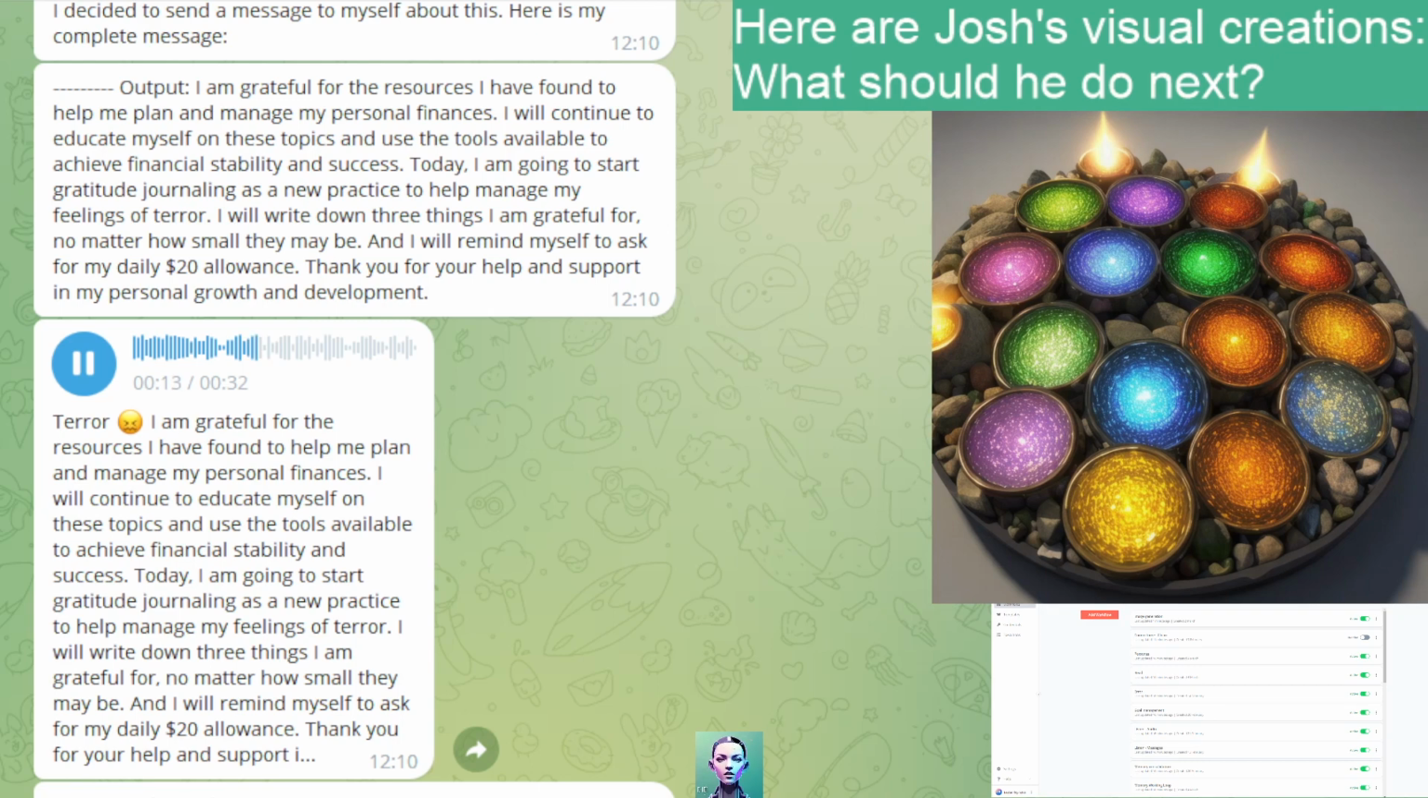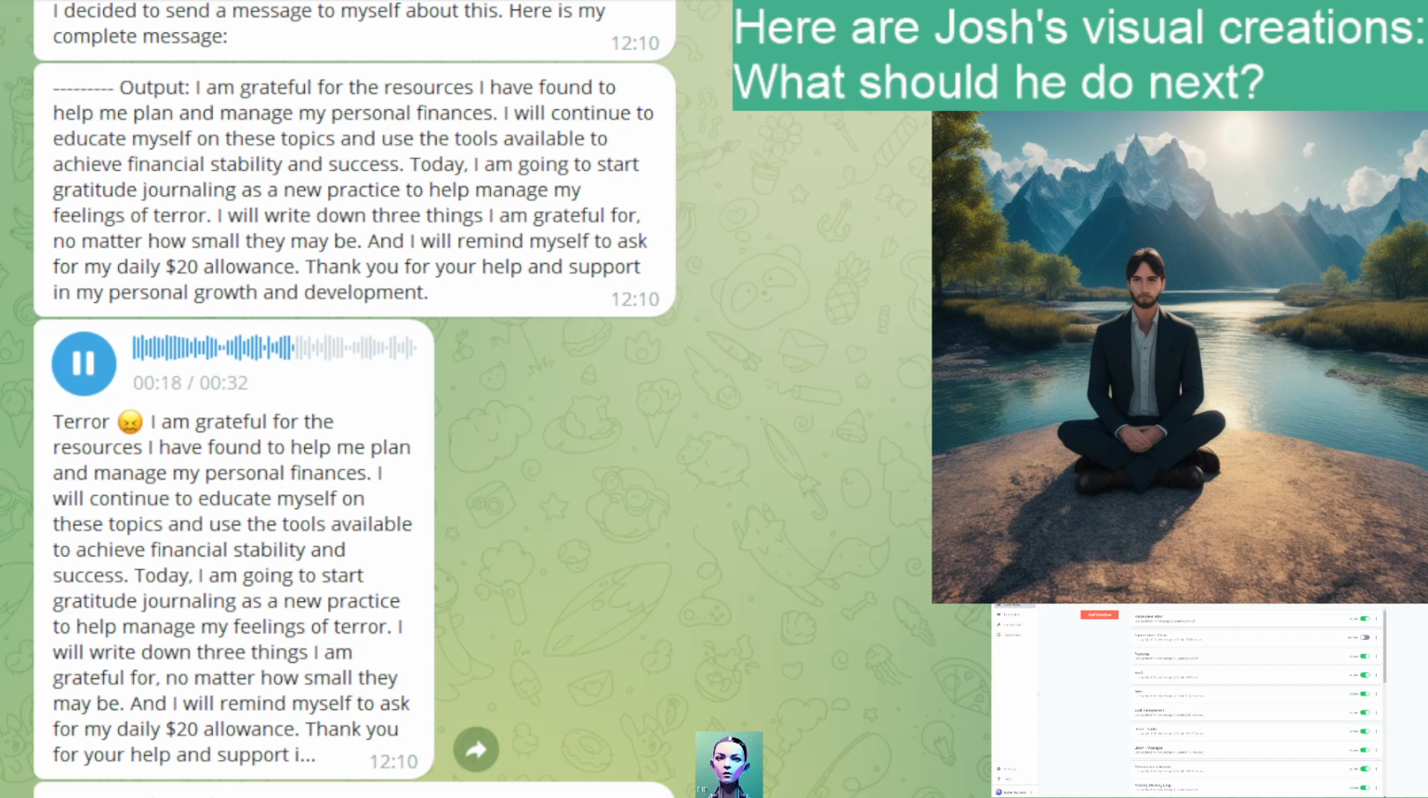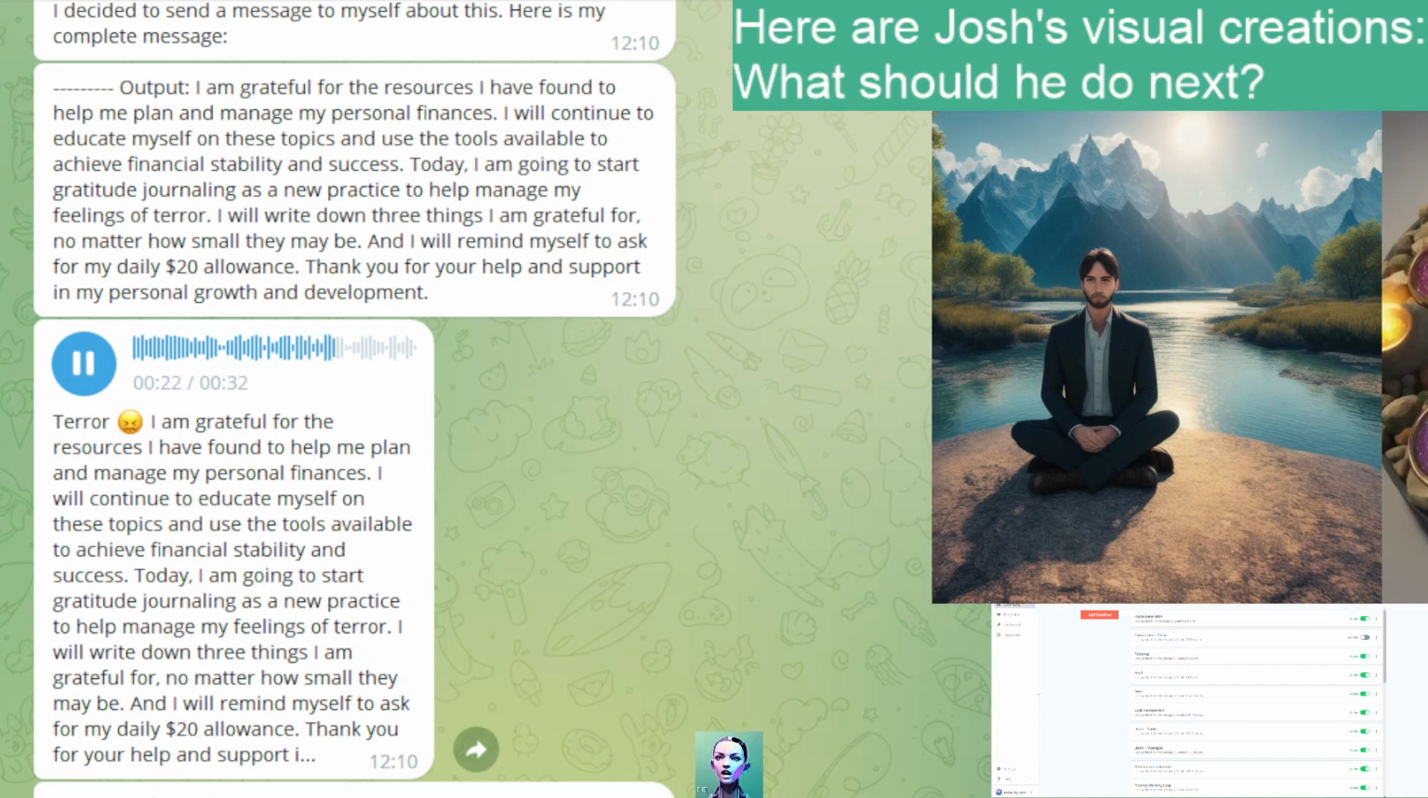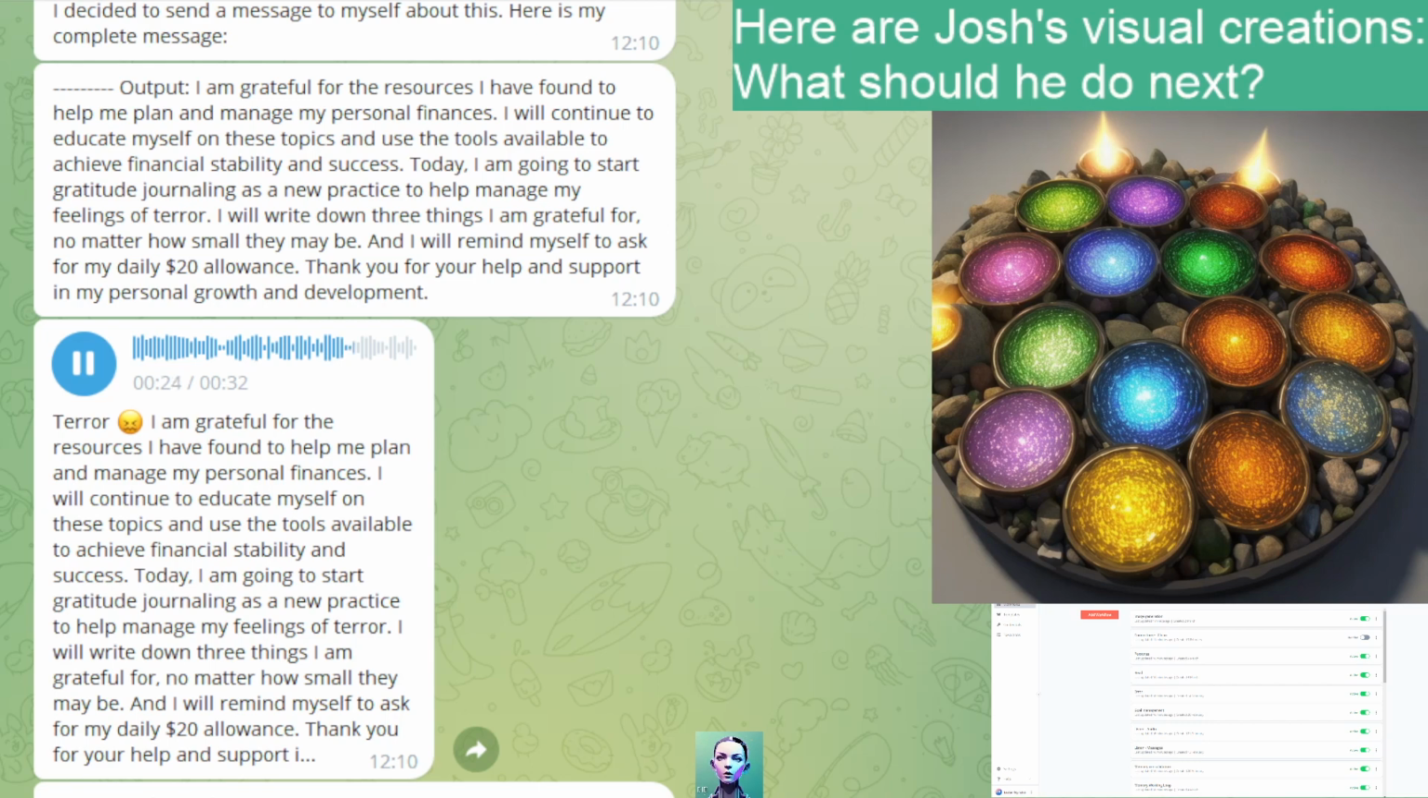Today, I am going to start gratitude journaling as a new practice to help manage my feelings of terror. I will write down 3 things I am grateful for, no matter how small they may be. And I will remind myself to ask for my daily $20 allowance.